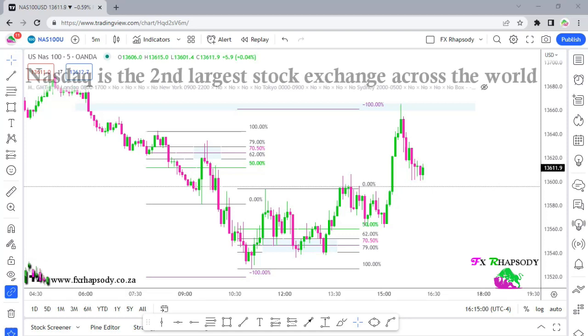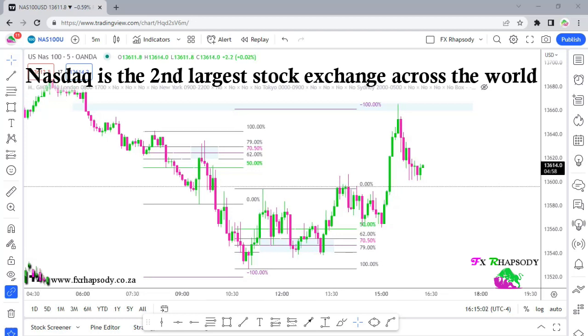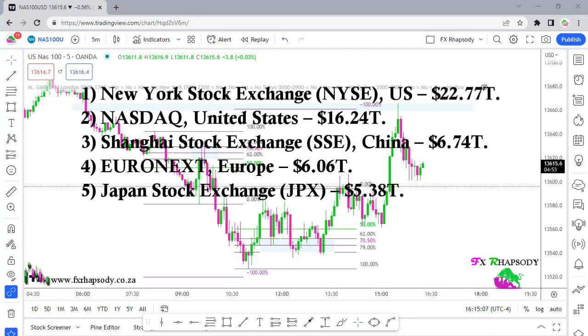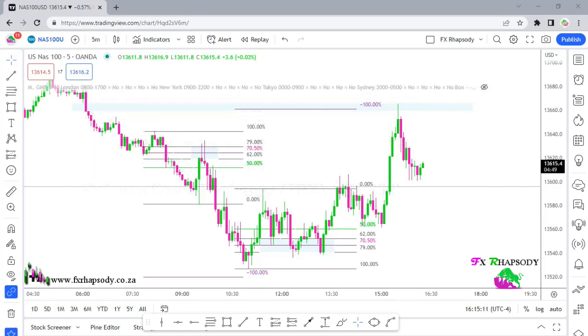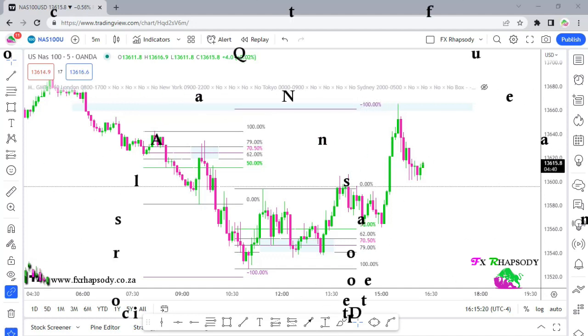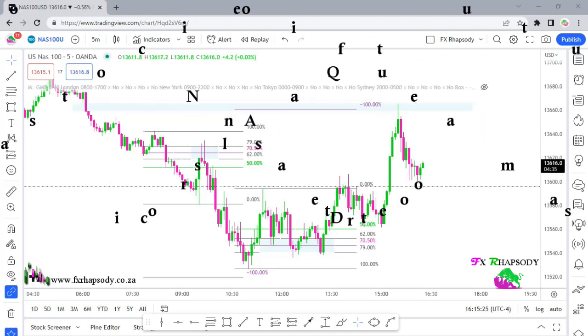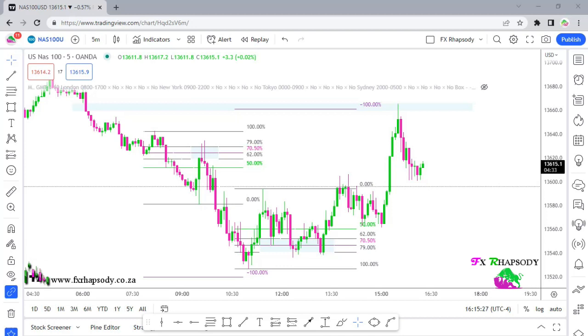So Nasdaq is basically the second largest stock exchange across the world. As you can see, I'm listing the top 5 in the world, and you can see Nasdaq is right there in second place. It is based in New York City, and it was created in 1971. So Nasdaq stands for National Association of Securities Dealers Automated Quotations, and I can bet you a lot of guys did not know that.